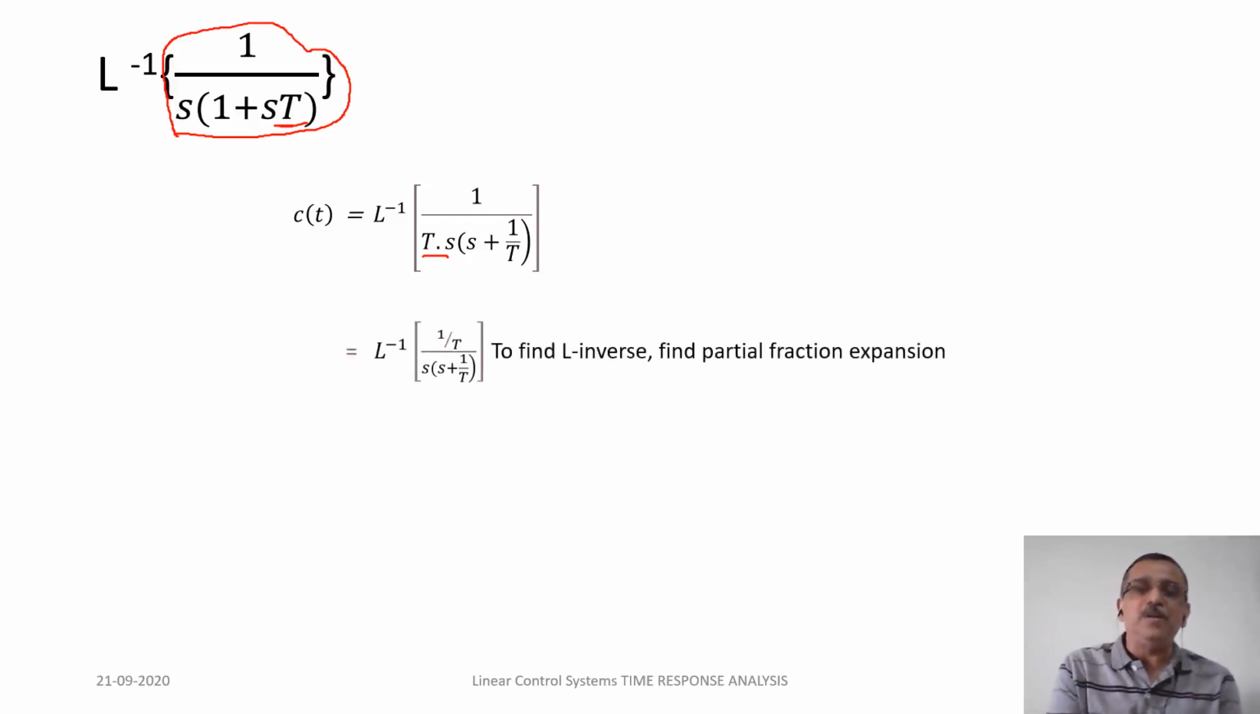To find L inverse, we should find partial fraction. So this t I have pushed it in the numerator. So this has become 1 by T L inverse of 1 by t divided by s into s plus 1 by t. So we have to find partial fraction expansion. So there is no excuse. You have to learn partial fraction if you have forgotten it. So how will I do partial fraction?